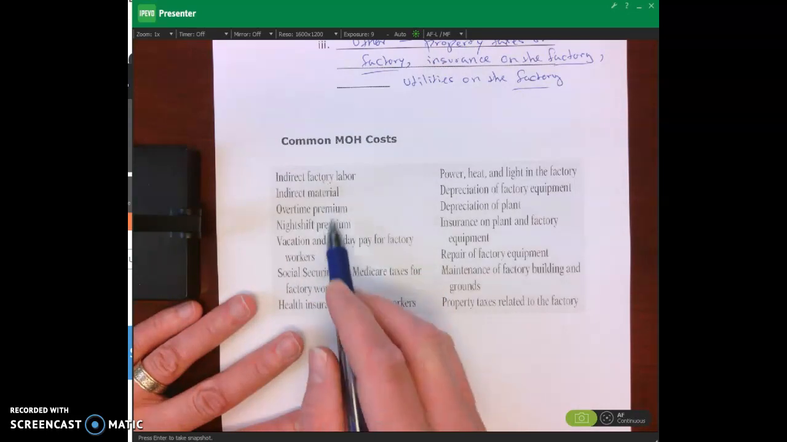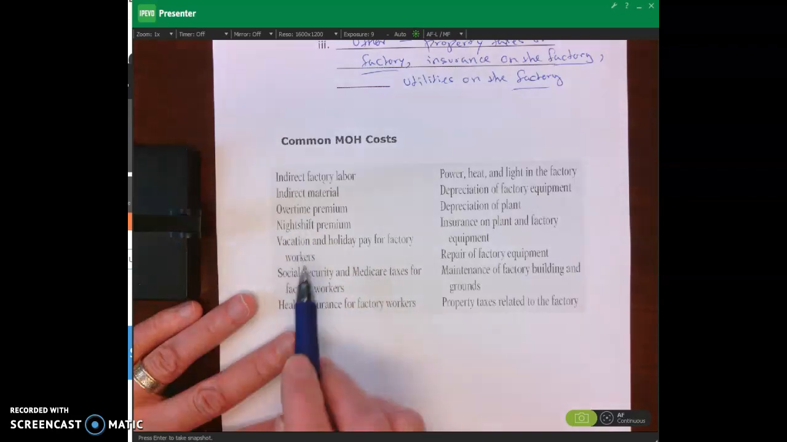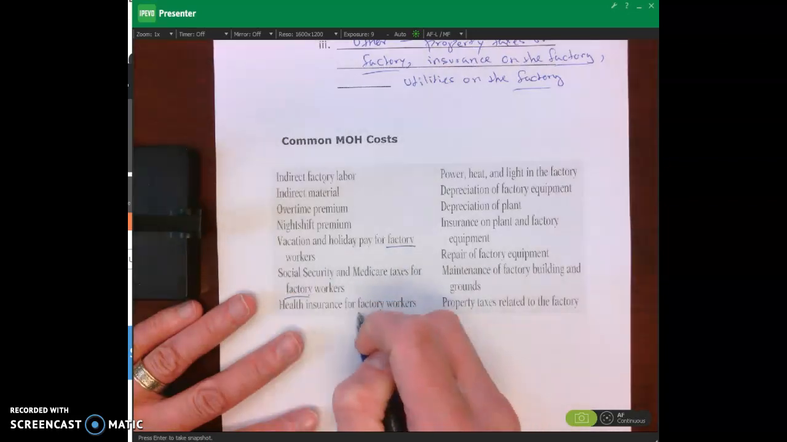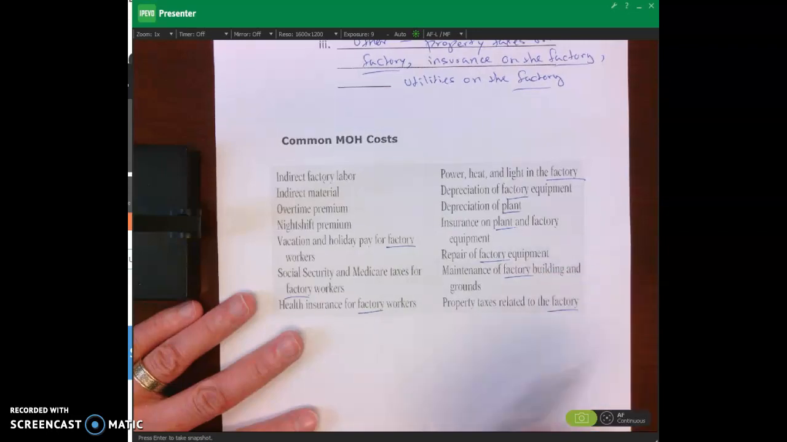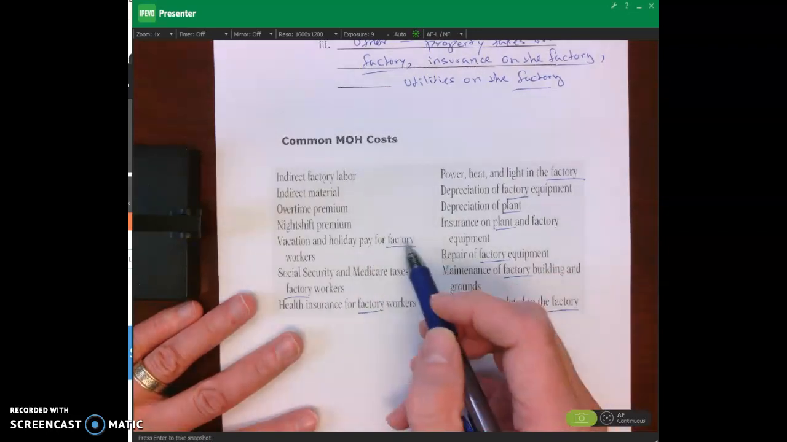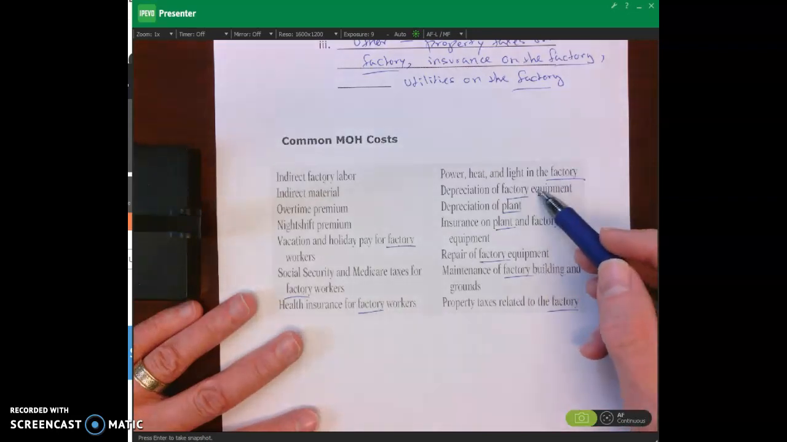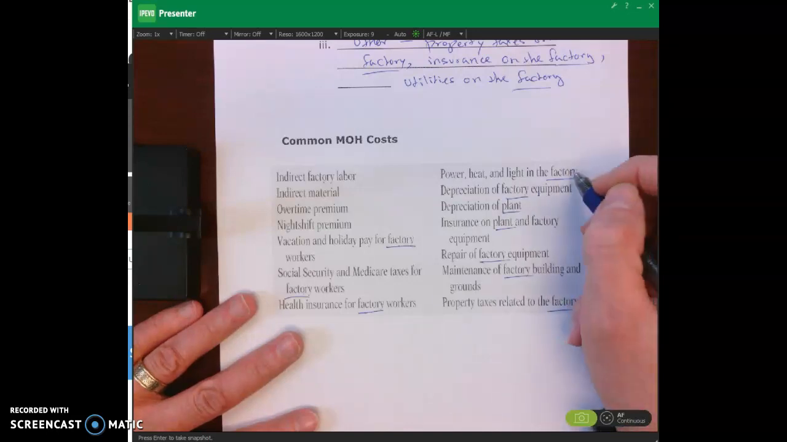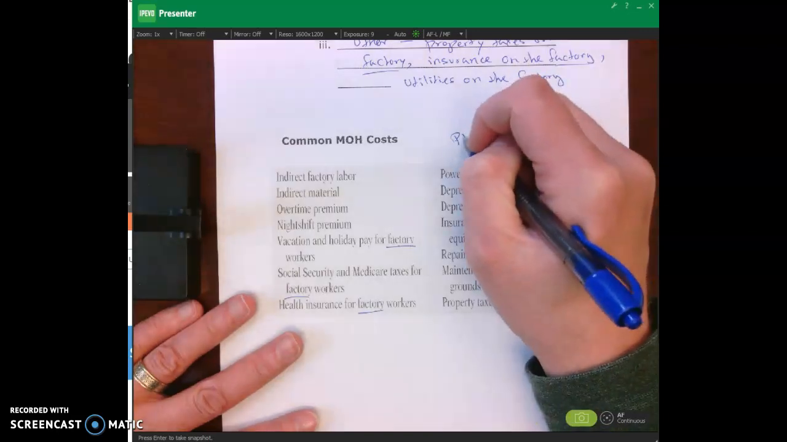So let's look at some common manufacturing overhead costs. Indirect factory labor, as we talked about, indirect materials, any type of overtime, night shift, vacation and holiday time for factory workers. Look at the keyword: factory, plant, factory. These are all considered overhead, and they're considered product costs, not period costs, which we'll talk about in a second, but they're considered product costs because product costs are all those costs that are closely associated with making the final product. And I'll write that down.